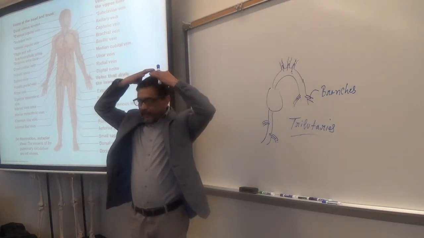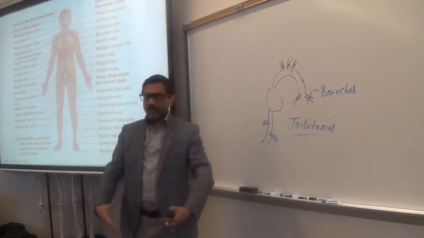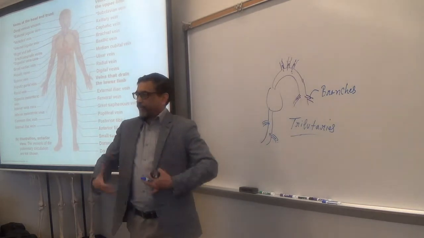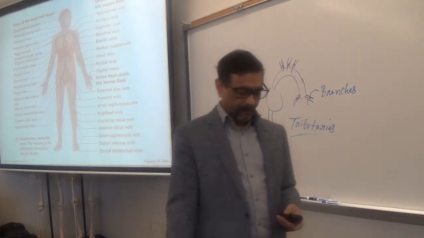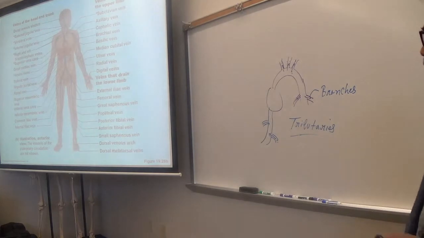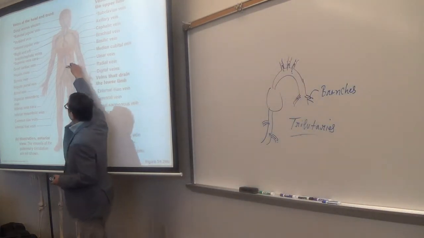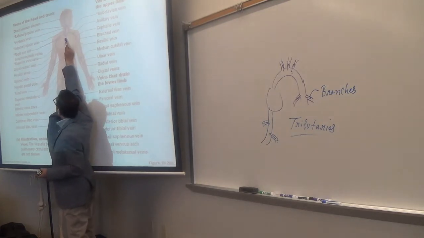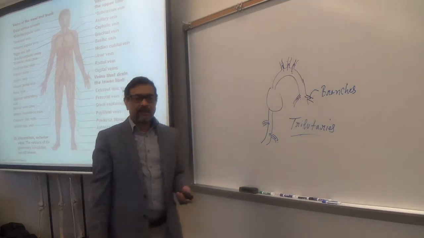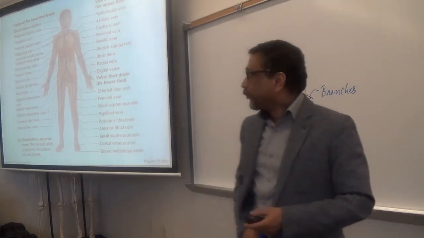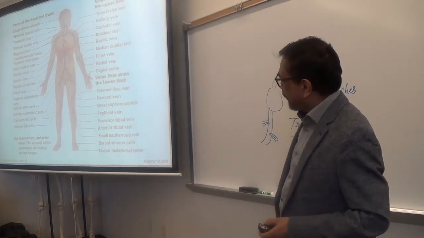Superior vena cava collects deoxygenated blood from the upper part of the body, gives to the right atrium. Inferior vena cava collects blood from the lower part of the body and gives to the right atrium. Here, you see in this picture, this is inferior vena cava, this is superior vena cava. Both go to the right atrium of the heart. Okay. First, let's see the superior vena cava.